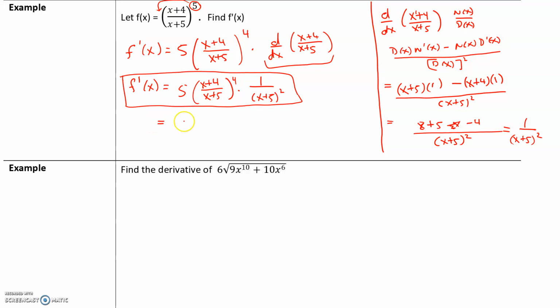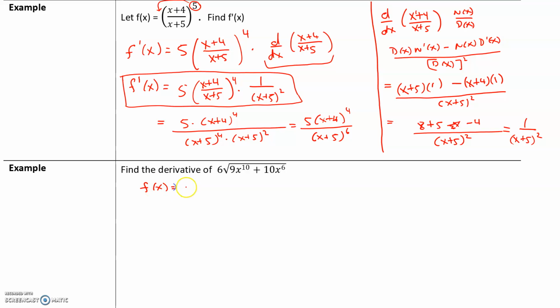So what we can do is we can split this up as 5 times the numerator, which is (x plus 4) to the fourth power, over the denominator. So 5 and the (x plus 4) to the fourth are on the numerator. The (x plus 5) to the fourth and the (x plus 5) to the second, they're both on the denominator. And when you multiply the same base, you add the power. So this gives you 5 times (x plus 4) to the fourth divided by (x plus 5) to the sixth. And if you wanted to, you can simplify this a little bit further, but like I said, you don't need to. Next, let's find the derivative of 6 times the square root of 9x to the 10th plus 10x to the 6th.